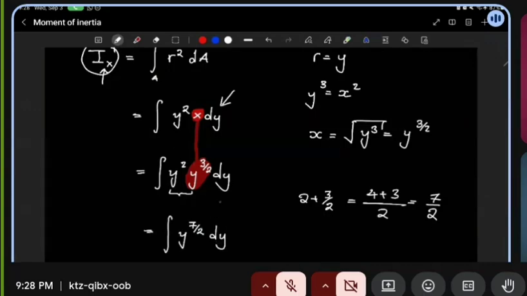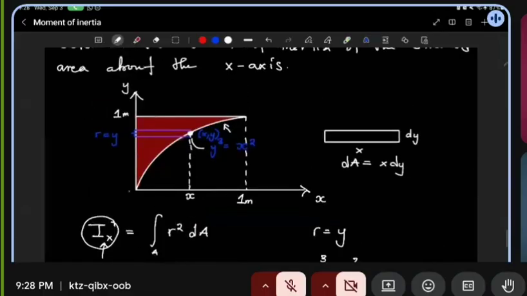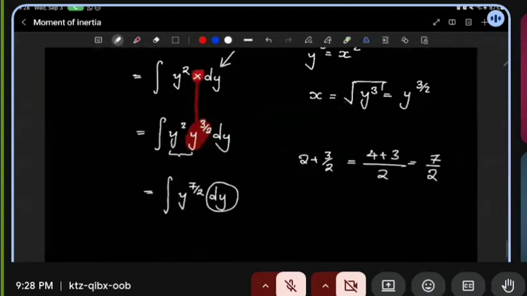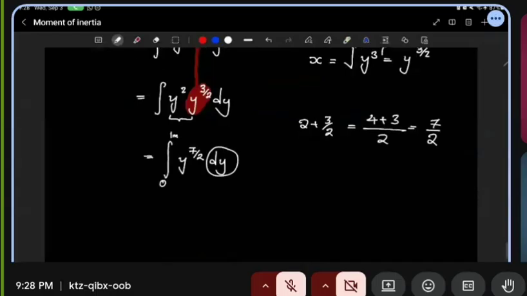So once we have simplified the expression, we are integrating from what to what? Since this is a dy, the limits of integration are the smallest value of y to the largest value of y. In this case, the smallest value of y, when we check here, is from the bottom, which is 0. And the biggest value of y is 1, and that's 1 meter. So we're integrating from 0 to 1 meter.